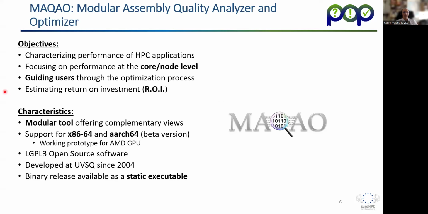So MAQAO has been in development at University of Versailles for a bit more than 20 years now. Historically, the very first version of MAQAO was actually focusing on Itanium code, for those who may have heard of it. So we are focusing much more on obtaining performance at the core level or node level. We are really trying to find how to make best use of the processor capabilities. That doesn't mean that MAQAO offers no insight with regard to parallelization, but really our core of expertise is making sure we are making the best use of the processor capabilities.